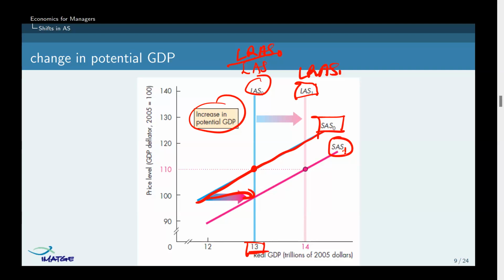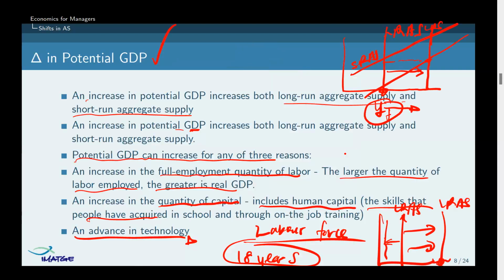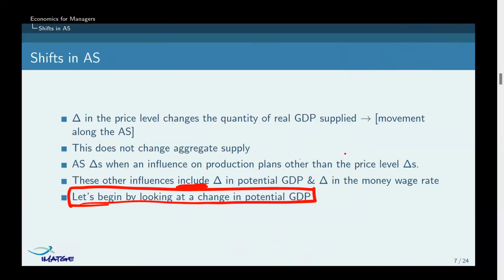Okay. Remember, what brought us here was the idea of what causes shifts in aggregate supply? We've noted that changes in price levels do not have an impact in terms of shifting the aggregate supply curve, right? It just has an impact on movement along that very same short-run aggregate supply curve, right?